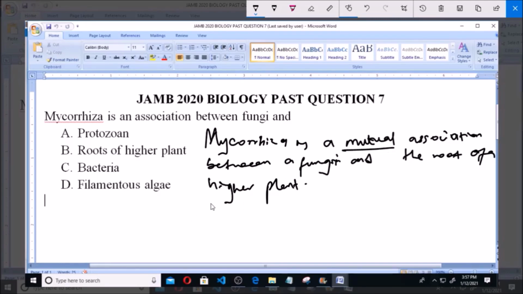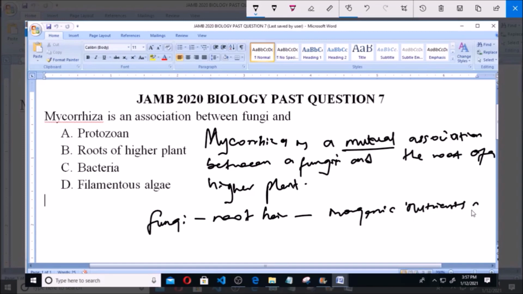Now, the fungi serve as root hairs for this plant and aid in transferring inorganic nutrients from the soil to the plants. So as the fungi acts as root hairs, it aids in transferring inorganic nutrients from the soil to the plant. Now, that's the benefit the plant gets from this association.